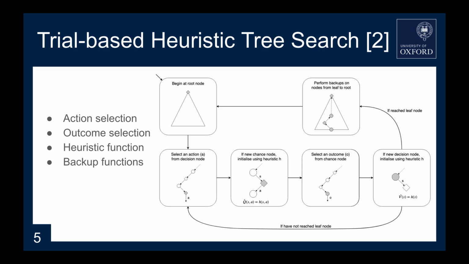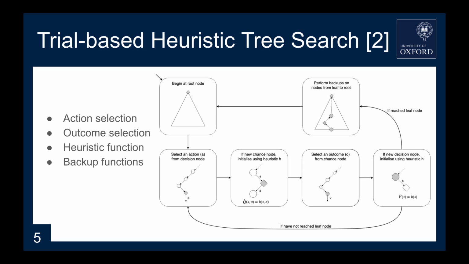Outcome selection typically consists of just sampling from the next state distribution, and the heuristic function is used to give an initial value for each node when it's created. Some algorithms following the schema will just ignore the heuristic function and set the initial estimates of each node to 0. However, one example of how the heuristic function can be used is to incorporate a Monte-Carlo tree search style rollout estimate. Finally, the backup functions are used to update the values stored in each node.